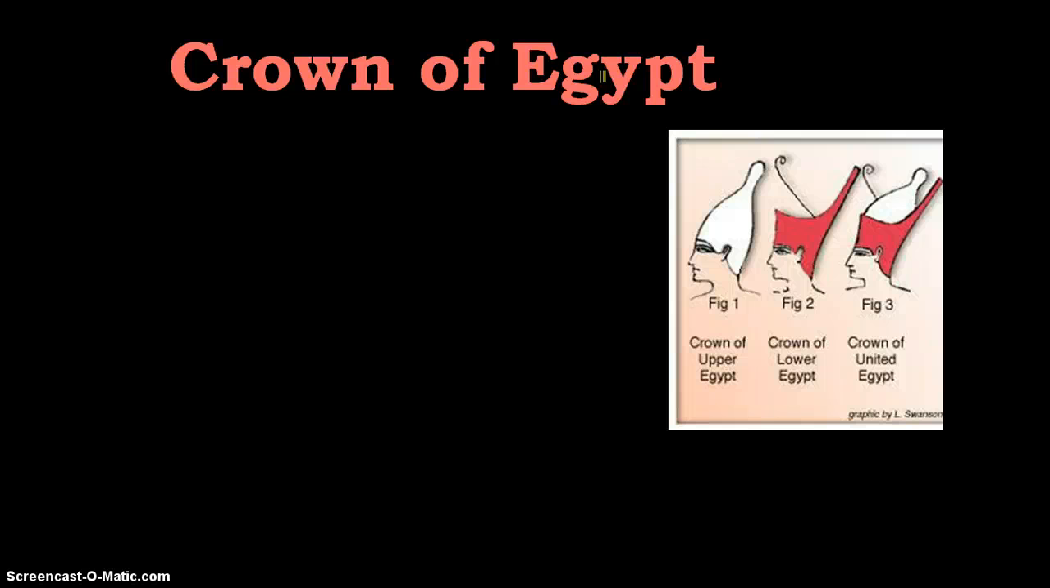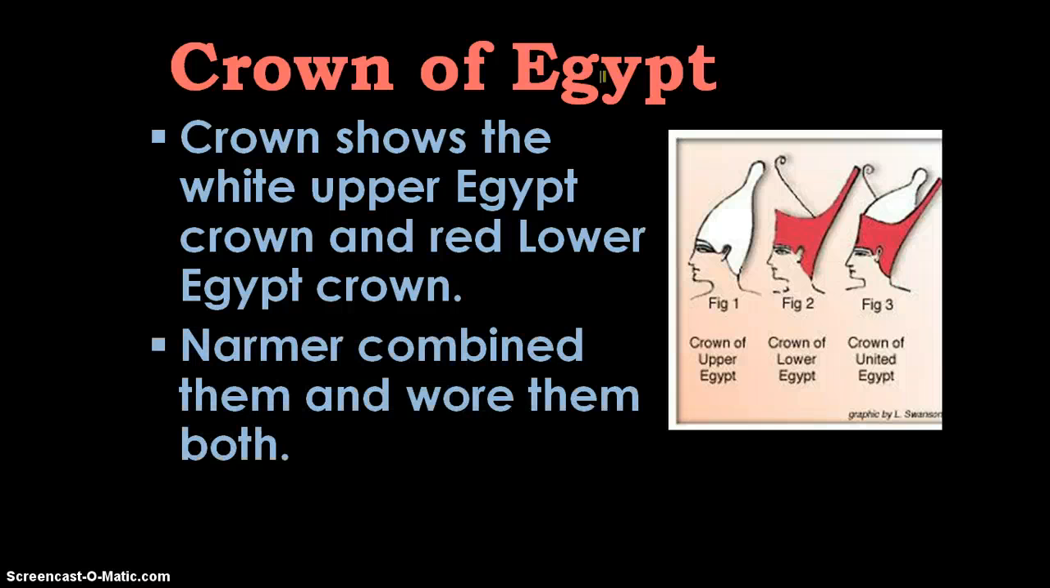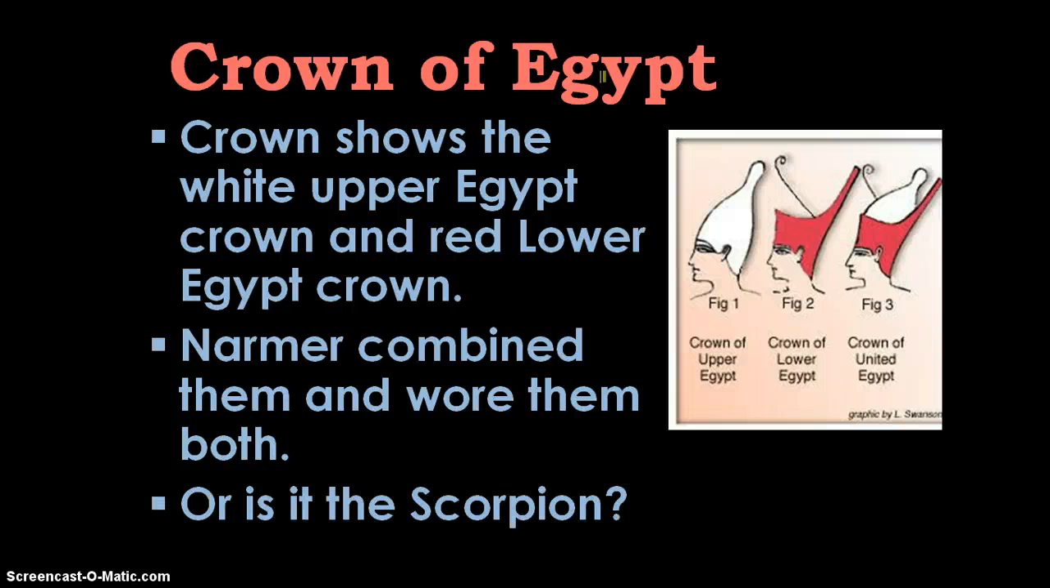All right, the crown of Egypt that the pharaohs would wear. Okay, the crown shows the white Upper Egypt crown and red Lower Egypt crown. But Narmer combined them. Remember, he unified both the kingdoms, so combined them to be one. Or is it the scorpion? That's what the kind of dilemma is.